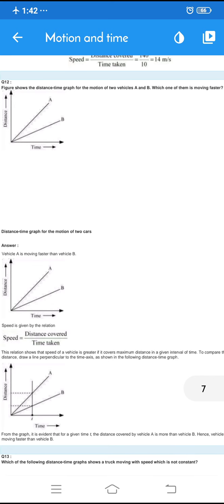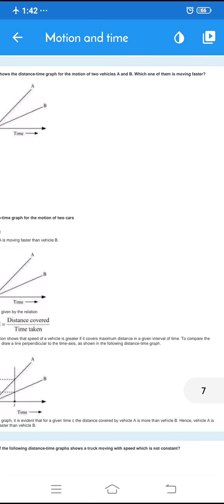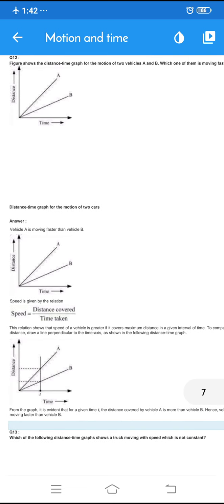Let's go to question number 12 now. The figure shows the distance-time graph for the motion of two vehicles A and B. This figure shows the distance-time graph for the motion of two vehicles A and B. Which one of them is moving faster? Among these, which one of them is moving faster? You have to look at it here.